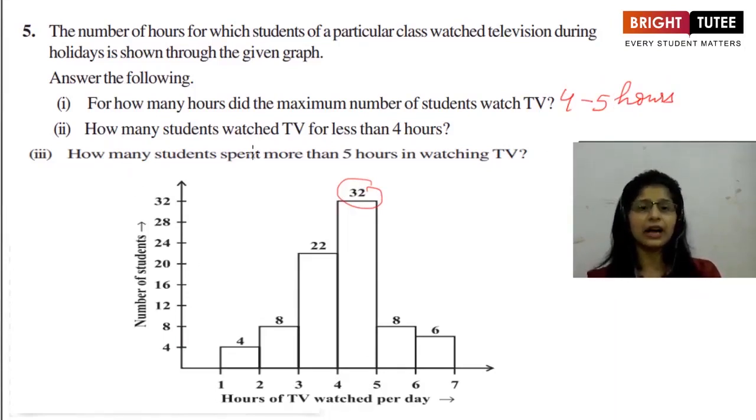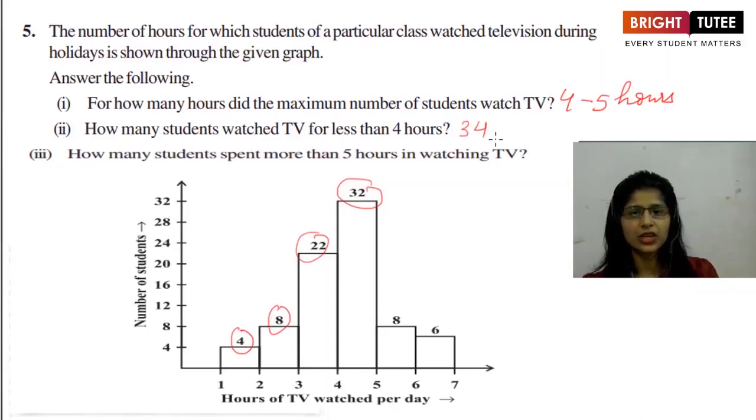Then, how many students watched TV for less than 4 hours? So less than 4 hours, it is 22 plus 8, 30 plus 4, 34, right? So there are 34 students who have watched television less than 4 hours. Clear? Why am I not taking 4 to 5? In 4 to 5, 4 is included, but they are asking for less than 4 hours. So the last class would be counted as 3 to 4, because in that 4 hours is not included, but the time more than 3 is included.